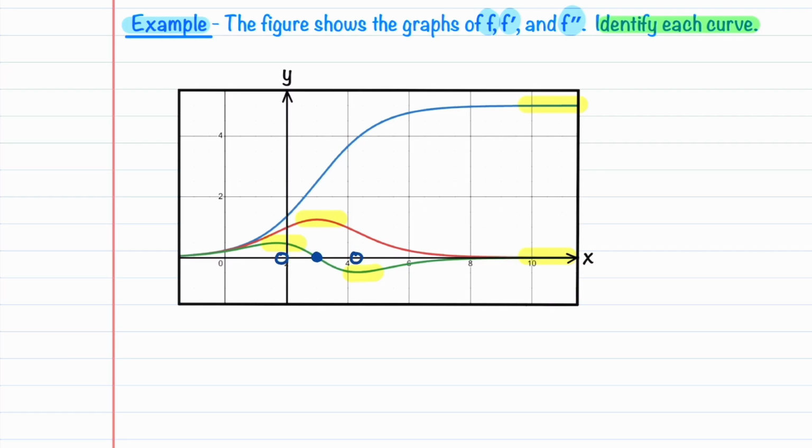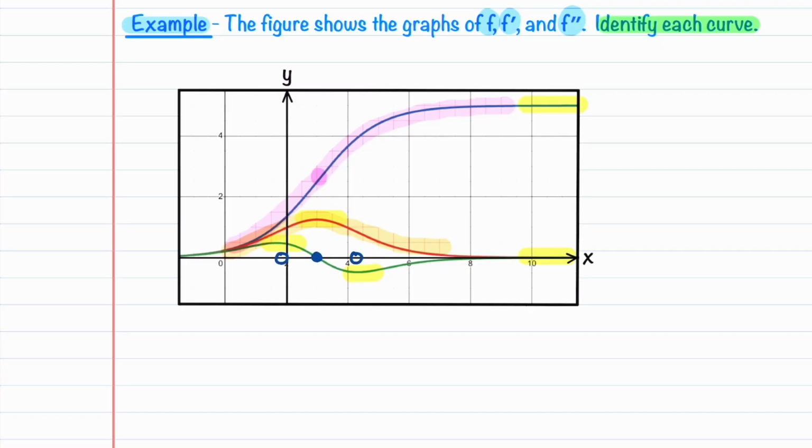Let's now look back up at the blue graph. Notice that the blue graph has a positive slope all the time. That means its derivative has to always be above the x-axis. Notice that our red graph is always above the x-axis. So the red graph must be the derivative of the blue graph.